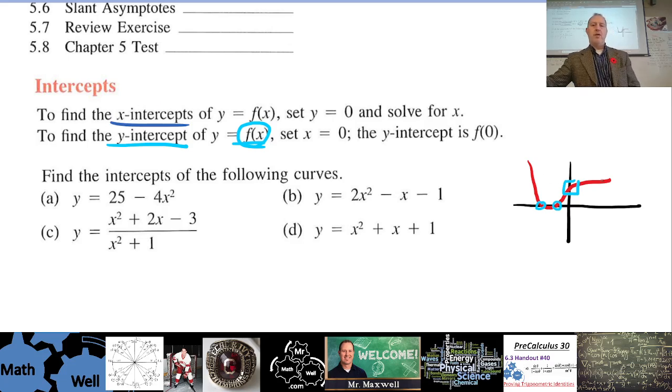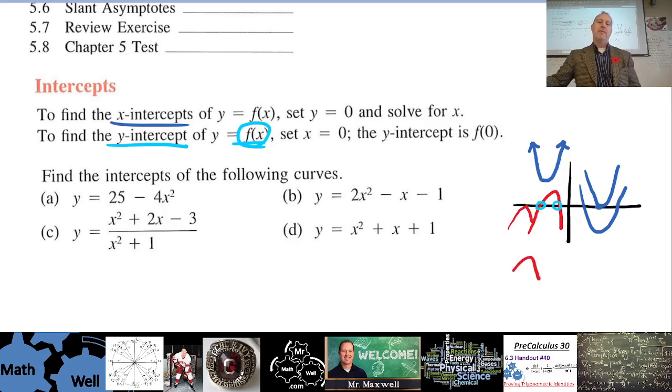If you remember from Pre-Cal 30, that if you have an even degree function like a parabola, you could have 0 intercepts where it doesn't touch the x-axis. You could have 1 intercept where the vertex is on the x-axis, or you could have 2 intercepts where it dips below the x-axis. And if it opens downward, it would be just the same. Like it could be like this. You have 2, you have 1, and you have 0, right?